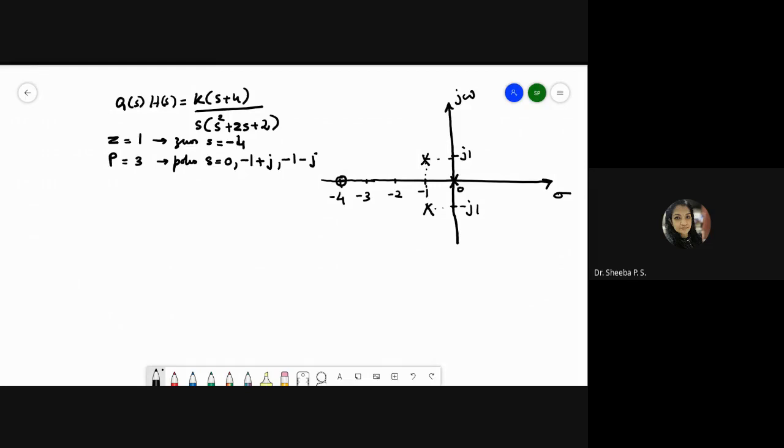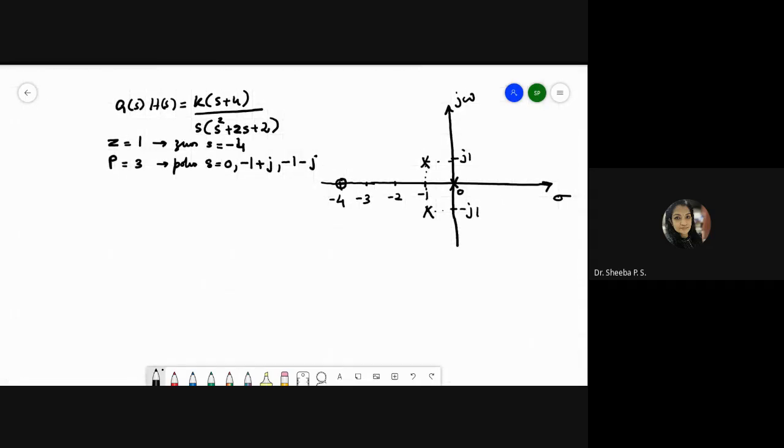Now the real axis locus is the next thing we have to find. We consider a section on the real axis between 0 and -4, and check whether the number of poles and zeros to the right-hand side of that point is odd. If it is odd, then there is a locus existing in this region. Take any point here and you can see that only one pole is present on the right-hand side. That is an odd number, so a locus exists on the real axis. When counting, consider only the real axis poles and zeros, not the complex conjugates.